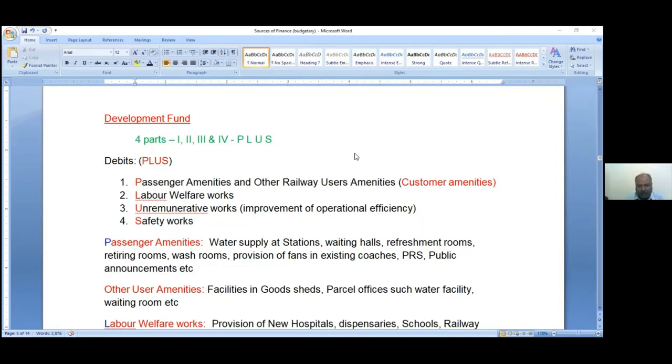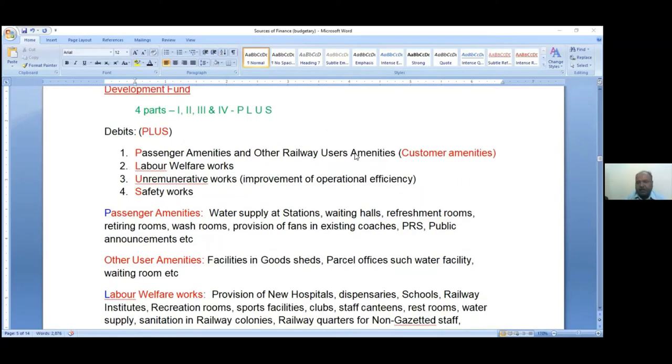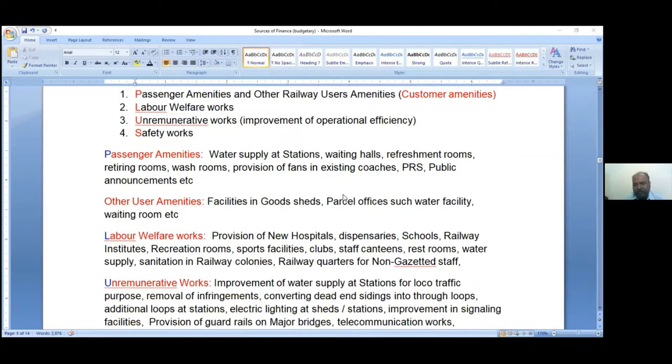Now the Railway Board recently modified this name to passenger amenities and other railway user amenities plan. It is renamed as customer amenities. Please note that. Now we'll check passenger amenities. At the railway stations, that is the washrooms or retiring rooms, and PRS, passenger reservation system. And other users means parcel offices, such as ward facility, waiting room, etc. All this comes under other railway users. The name itself is amenities.